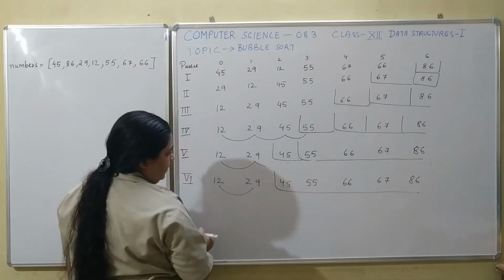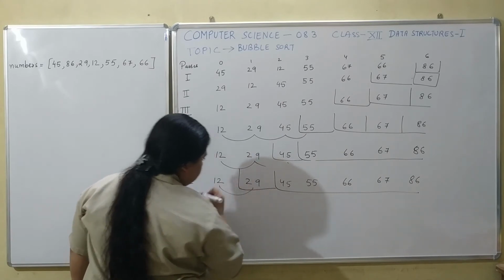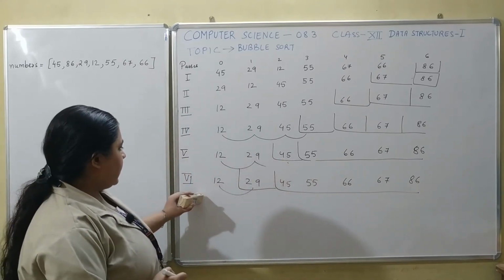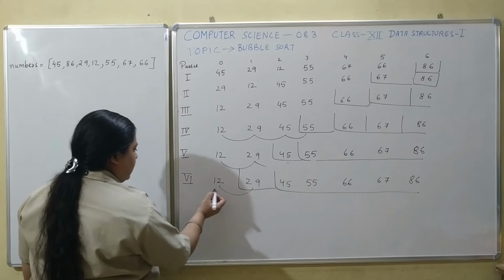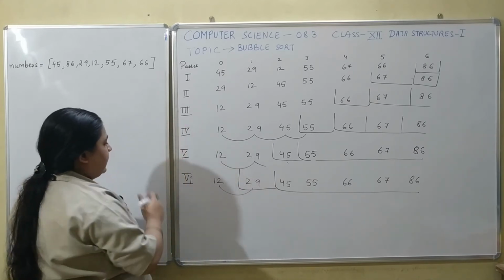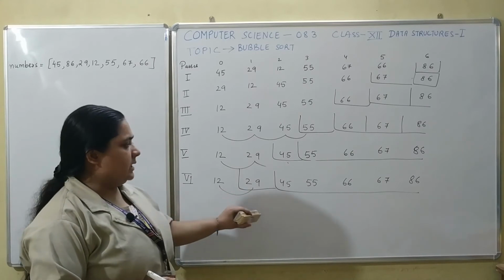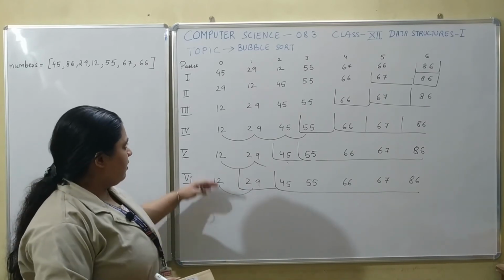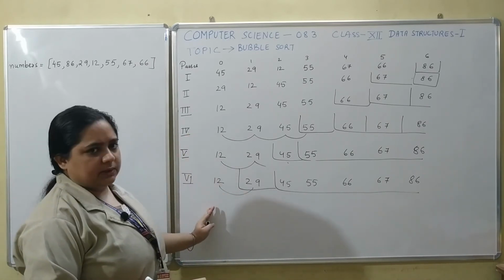Is 12 greater than 29? No. Till here it is complete, and hence in the next pass only one element is there. So this is where at the end of the sixth pass it will stop. So this is how bubble sort works.